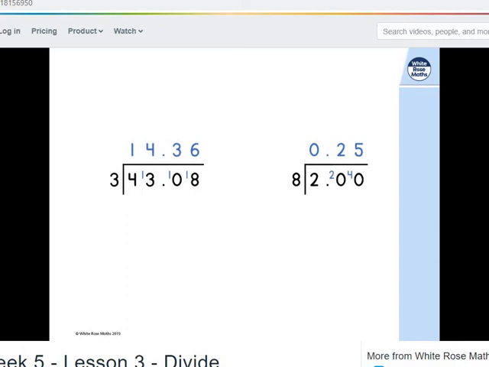Interestingly, 2 divided by 8, we could think about it as 2/8, which you can simplify to be 1/4, which is equivalent to 0.25 as well.